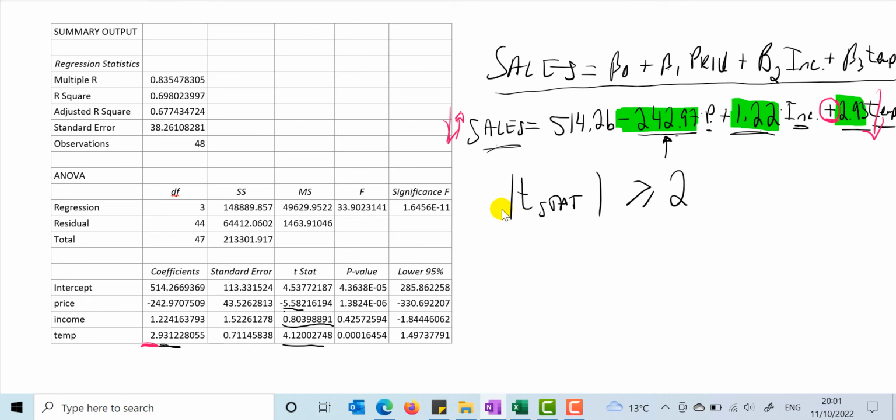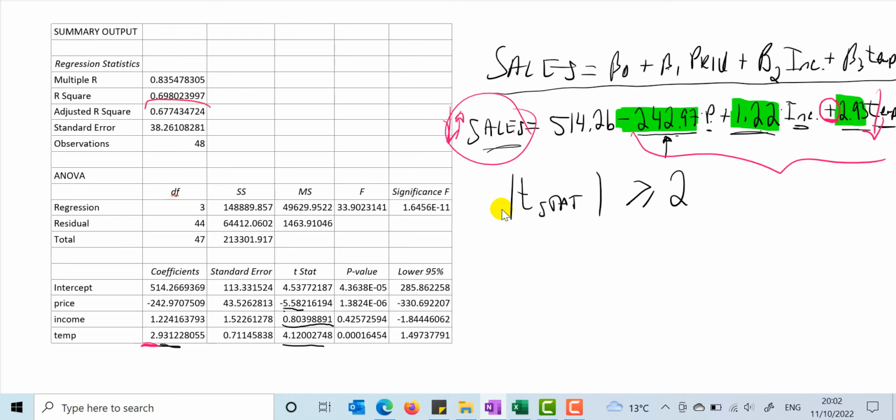How about the whole model? Is the whole model significant, or is it explaining a large variation in sales jointly? Are these three variables jointly explaining a large variation in sales? So we'll have a look at it.